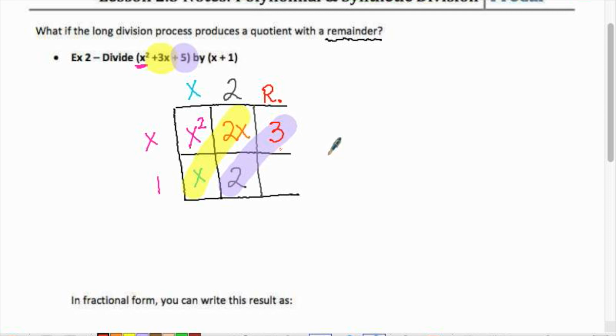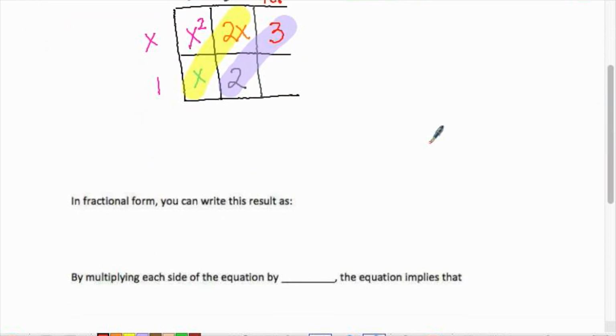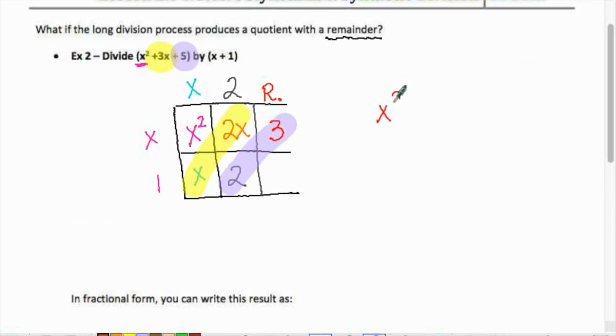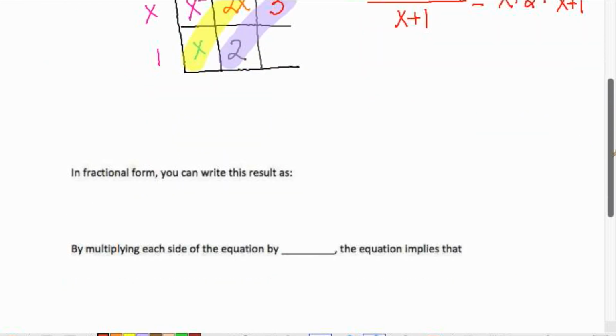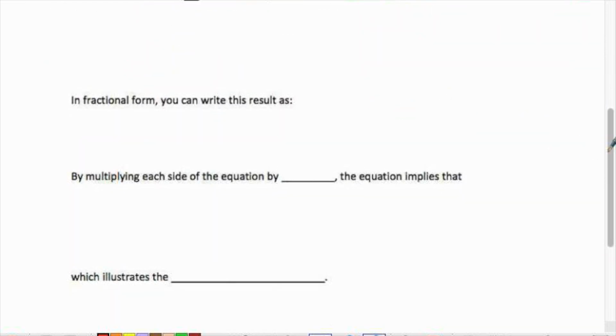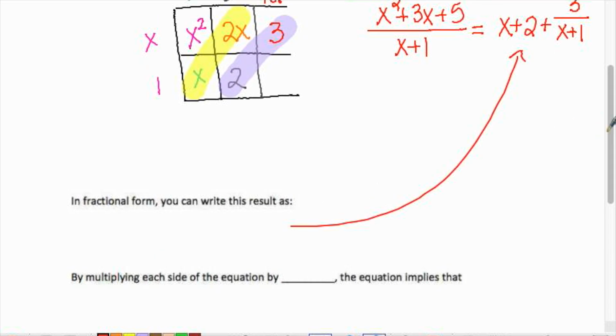All right, so in fractional form, our answer would be, let me write this out, x squared plus 3x plus 5, and we divided that by x plus 1, and we came up with x plus 2 plus our remainder of 3 over our divisor x plus 1. Ta-da! All right, so in fractional form, we can write the result. Oh, that's what I just did.